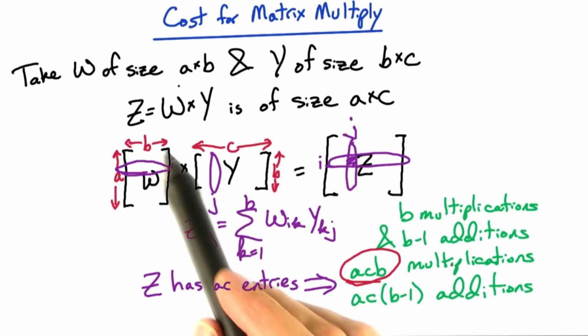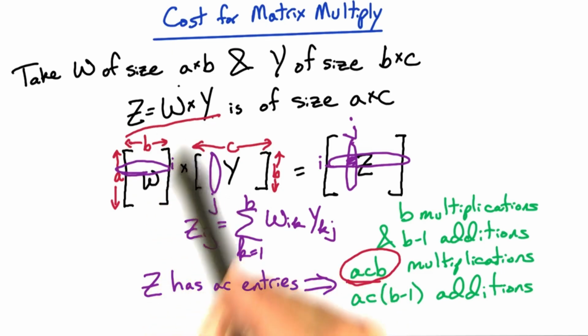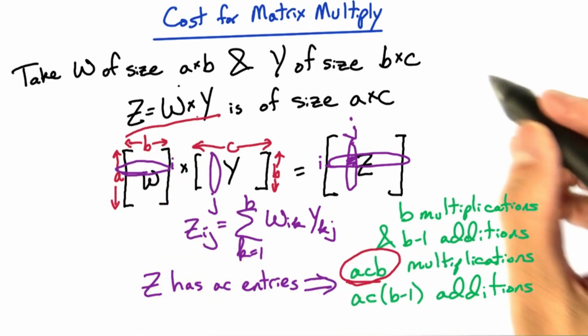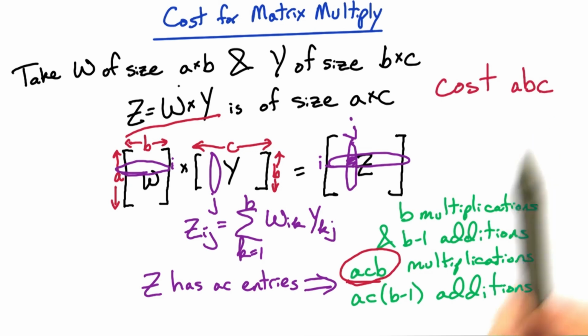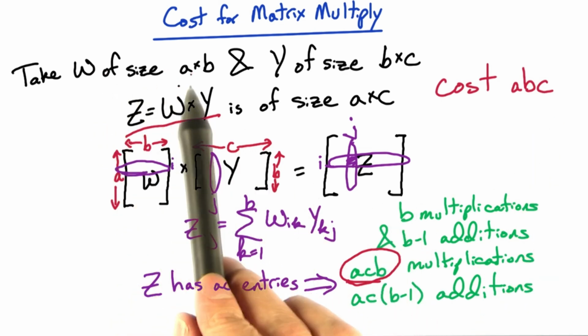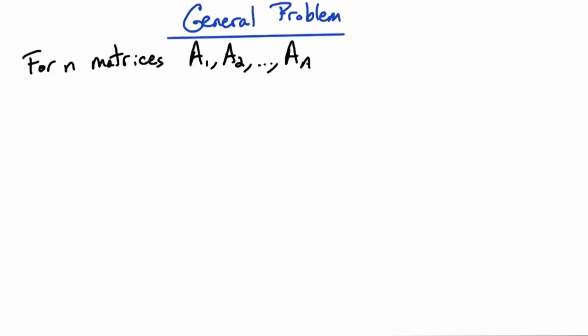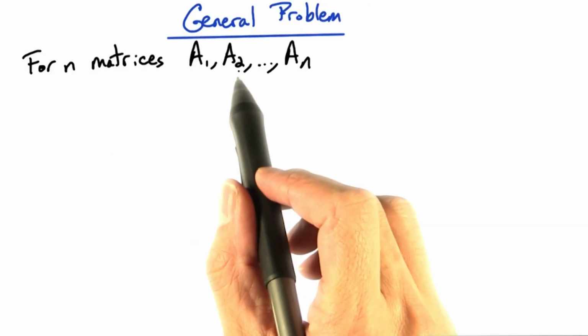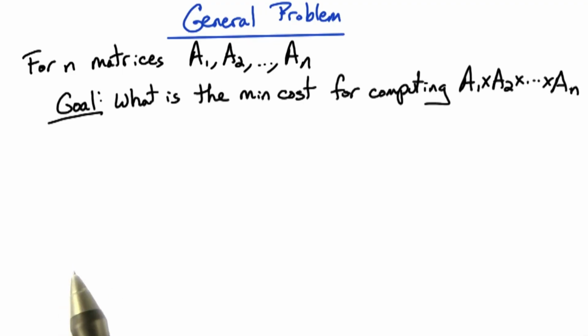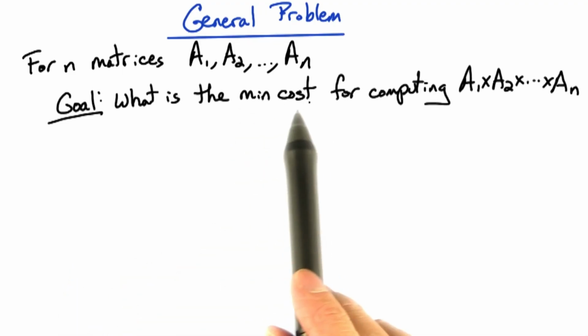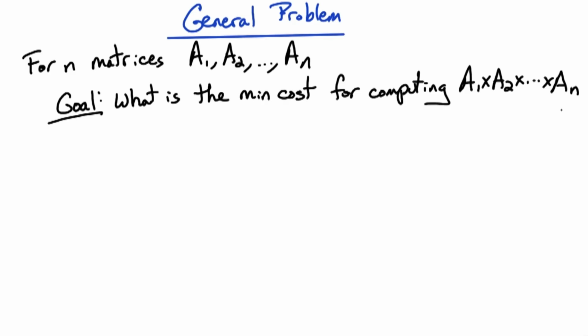So the cost of computing Z, the product matrix W times Y, is ABC, where W has size A times B, and Y has size B times C. In the general problem, we have n matrices, A1, A2, up to AN. Our goal is to determine the minimum cost for computing the product of these n matrices.